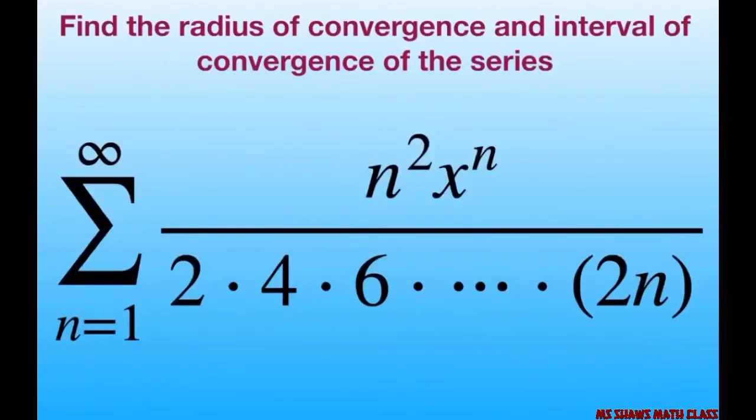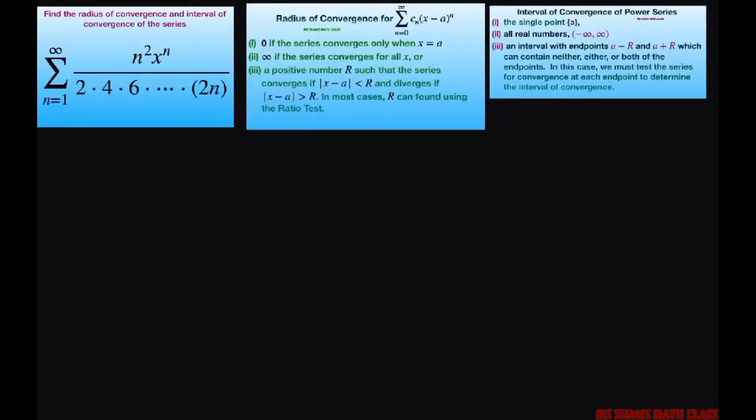One, we're going to find the radius of convergence and the interval of convergence for this series. To make this one a little easier, we're going to rewrite this. So for the denominator, I'm going to let this be my a sub n here. So I'm going to go ahead and keep my n squared x to the power of n.